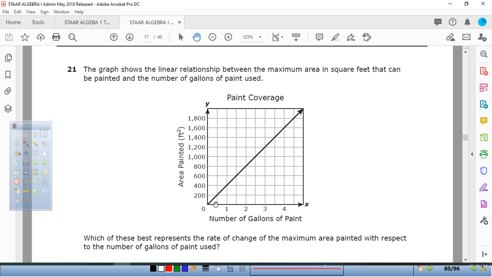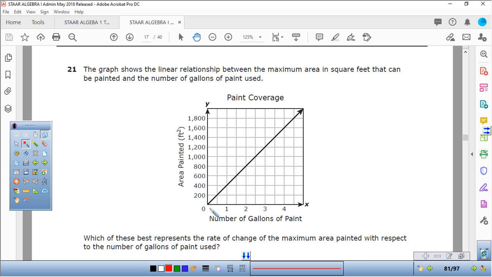Rate of change, 0. Look at that. Rise of 200 over here. Be very aware of that. The rise. I'm going to go to this one here. Rise is how much? 400. Run, 1. So it's 400 over 1. That's your rise over your run.